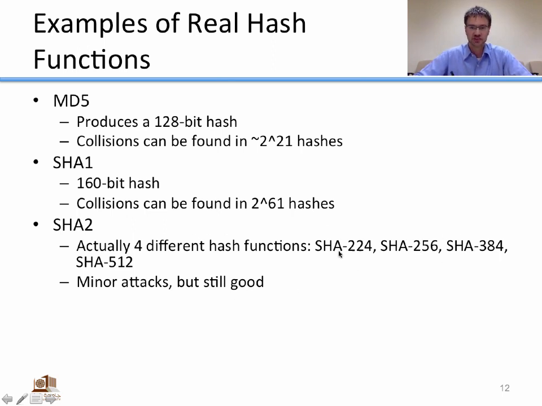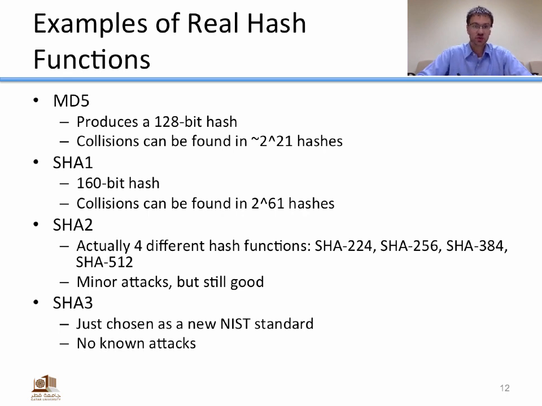The SHA-2 series of hash functions, there are very, very minor attacks, but overall these are still considered good. We don't know of any attacks against collision resistance that significantly reduce the computation time. So that's good. These are more commonly what people will be using today if they want a good secure hash function.